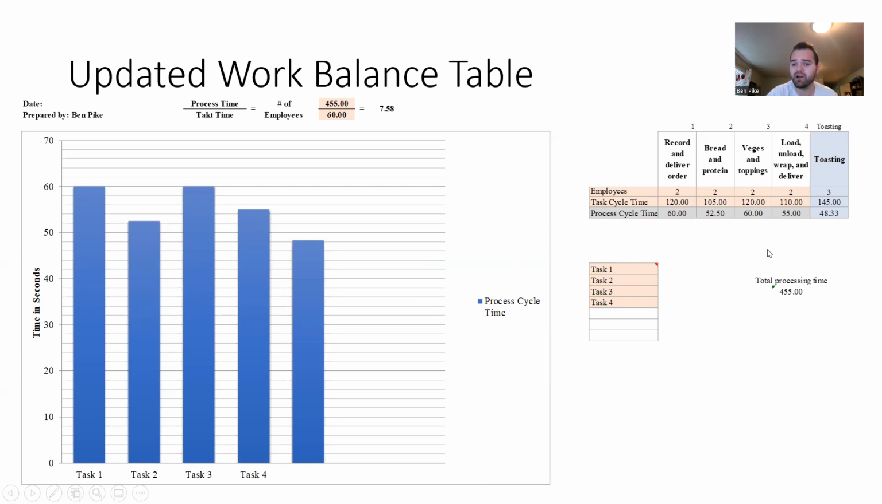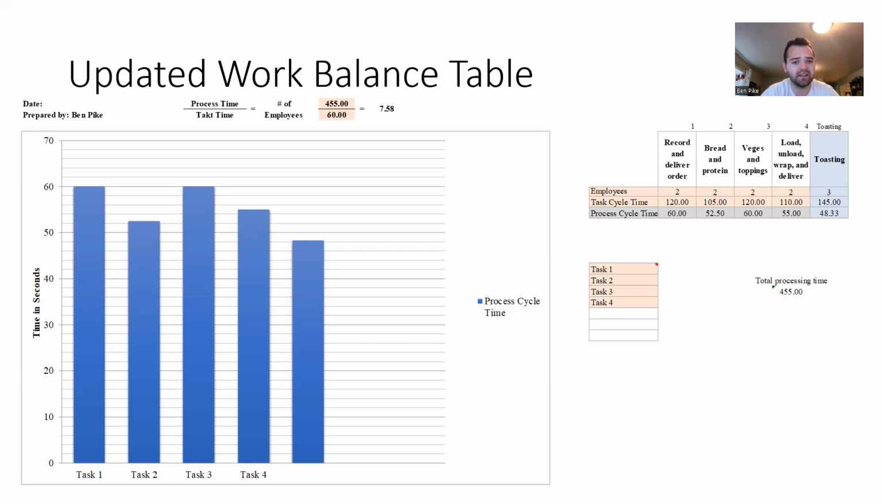The vegetables and the toppings are the third task, which we didn't feel like we needed to change. It's manned by 2 staff, keeping the process cycle time right at the takt time. And as for the fourth step here, load, unload, wrap, and deliver, we've combined that into a work cell as well. Now let me explain what we've done here.